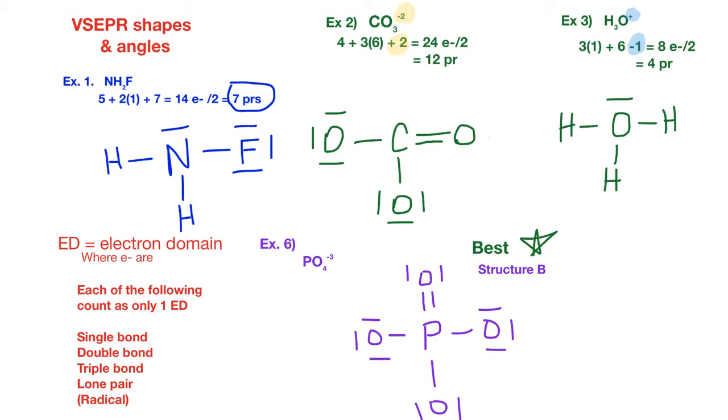For example 1, we're looking at the N. So as you can see, we have 3 single bonds and 1 lone pair. So that'd be 3 plus 1, so that number of electron domains would be 4.